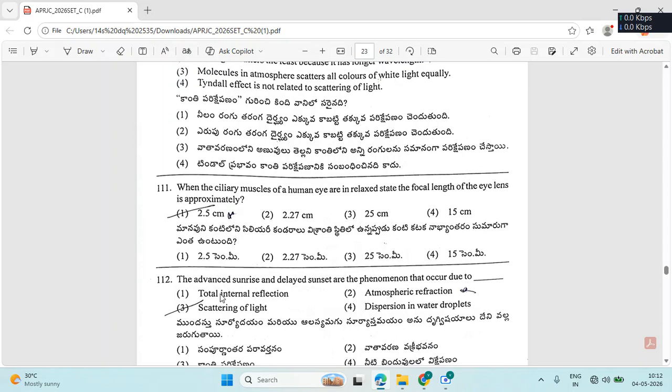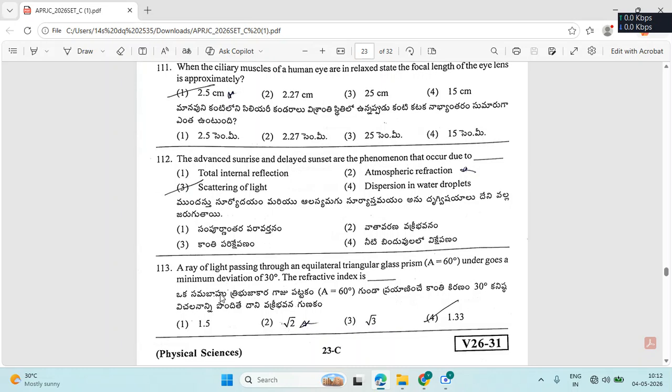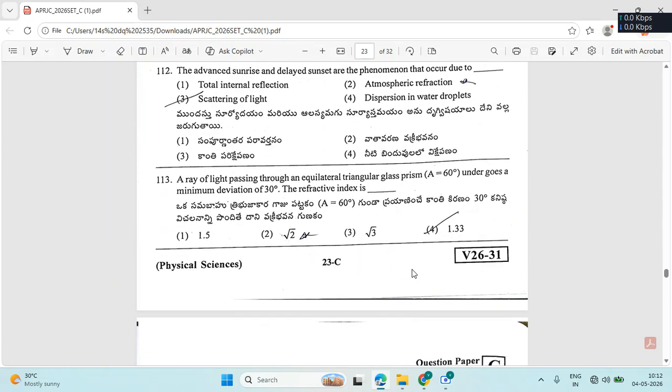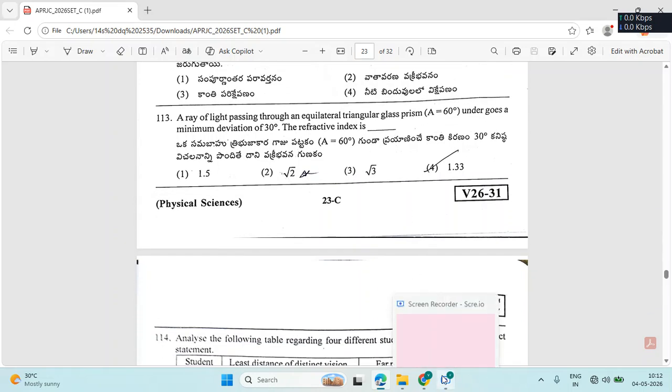Advanced sunrise and delayed sunset are phenomena that occur due to total internal reflection, atmospheric refraction, scattering of light, dispersion in water droplets. The correct option is 2, and the answer is atmospheric refraction.